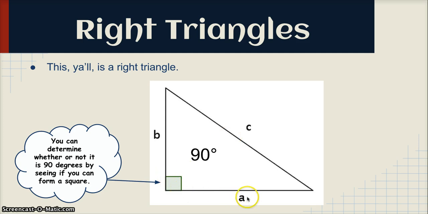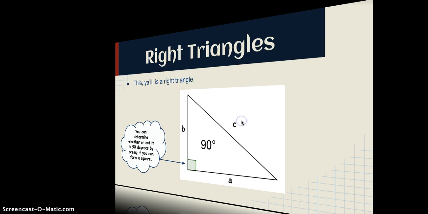You can see here that right triangles have 3 sides, like all triangles do. You should know that. They are A, B, and C. A and B are interchangeable. This can be A, this can be B, but this is always C. It is the long side that is diagonal, and it is also known by a very funny term that we will tell you later.